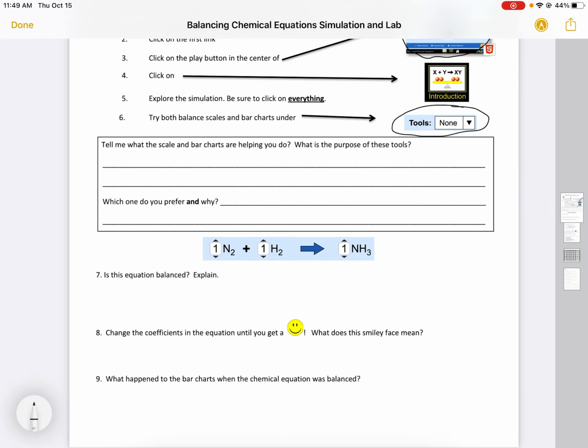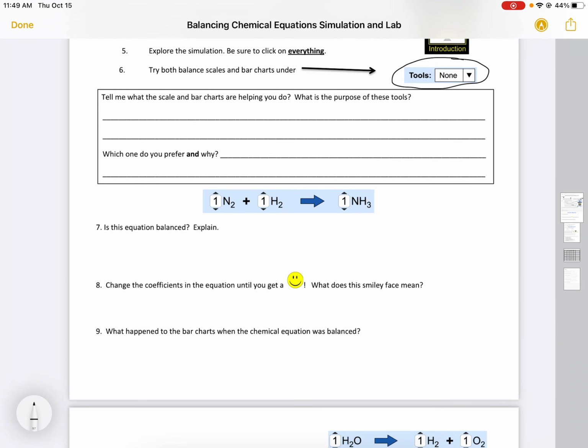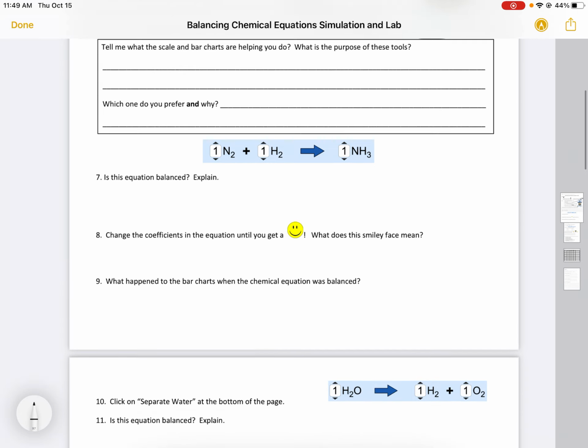Then you're going to start learning how to balance equations. And so you're going to start off looking at this first one that has nitrogen and hydrogen that are reacting together to make nitrogen trihydrate or ammonia. And I want you to use the tools, visually, and see, is this equation balanced? So you can see visually whether or not the equation is balanced using this simulation. You can also go through and do it like we were talking about in the lecture. So explain to me why the equation is or is not balanced, and then change the coefficients until you get a smiley face, and then tell me what the smiley face means.